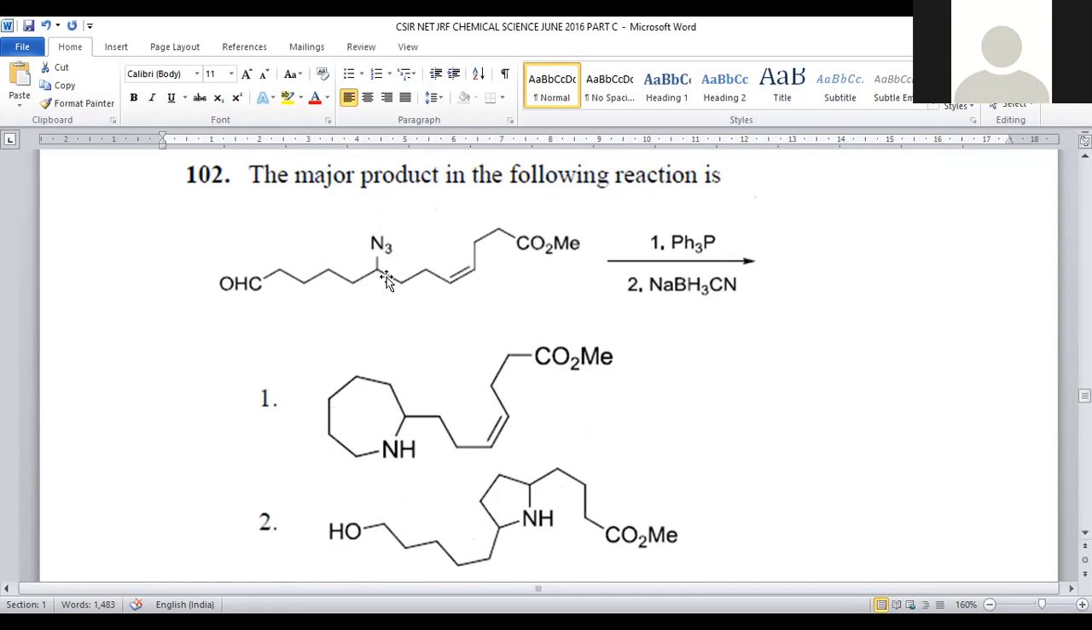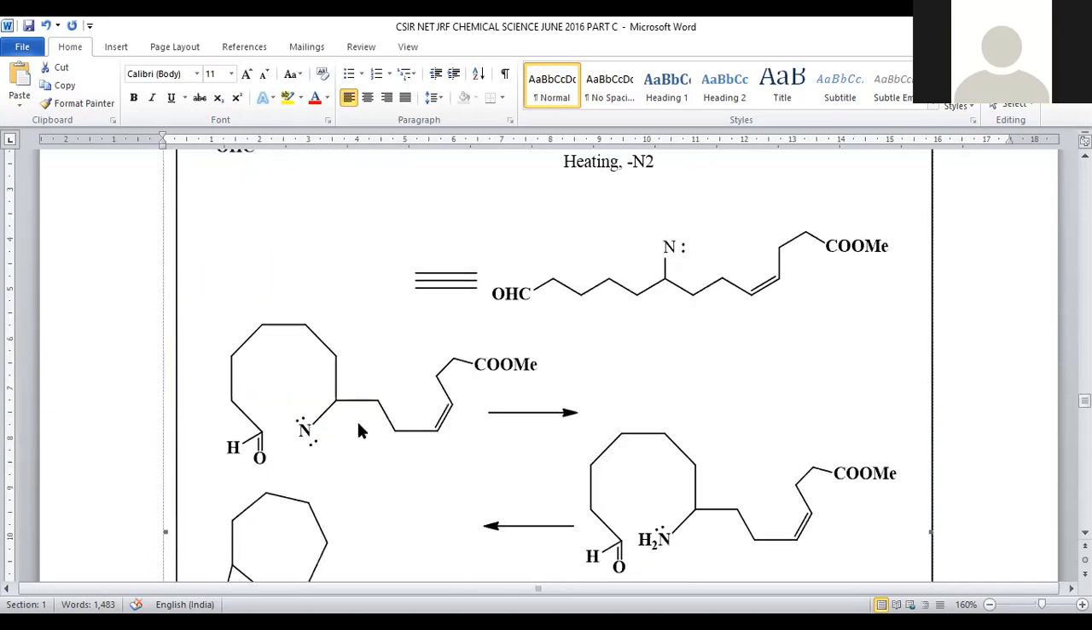Because of the lengthy chain, here a nitrene will be generated. This part will be reactive towards ring cyclization. Whatever nitrene is generated is further protonated and will participate in cyclization with this aldehyde group. That's the reason why here we got a 7-membered ring system and the side chain remains as such. For question number 1 or 2, option number 1 is the correct answer.